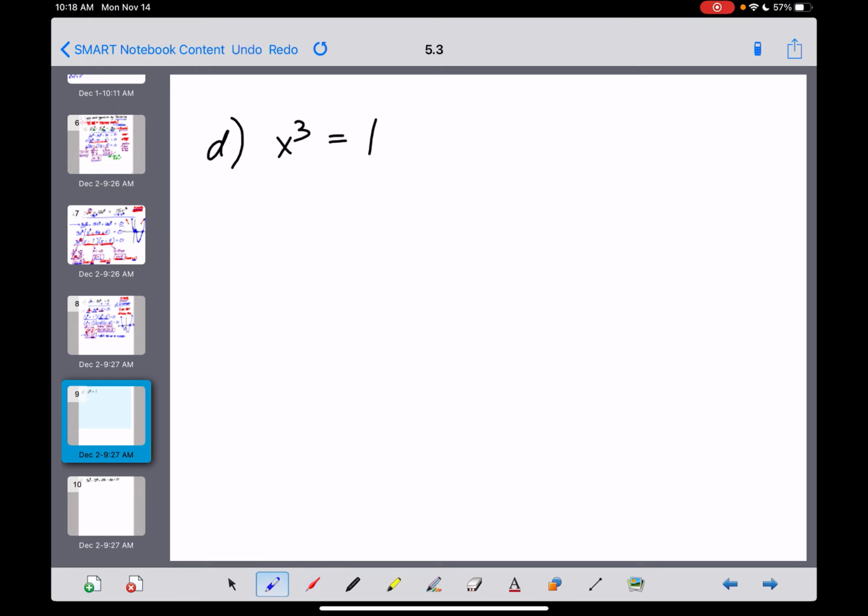Again, get it set equal to 0. So I'll bring that 1 to the other side and get x cubed minus 1 is equal to 0. And in all of the previous problems, what have we tried to do at this point? Factor the expression on the left-hand side. And that's what we're going to do here. First thing we look for is a GCF. No dice. You can't pull anything out from x cubed and 1.